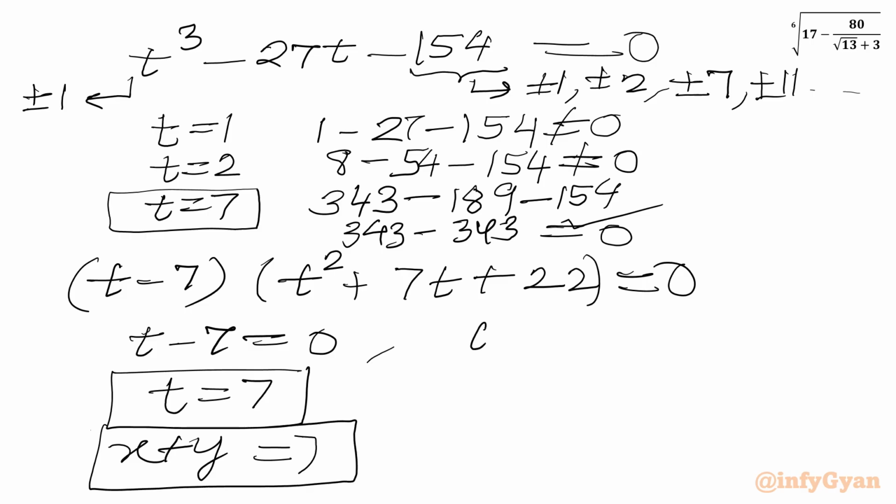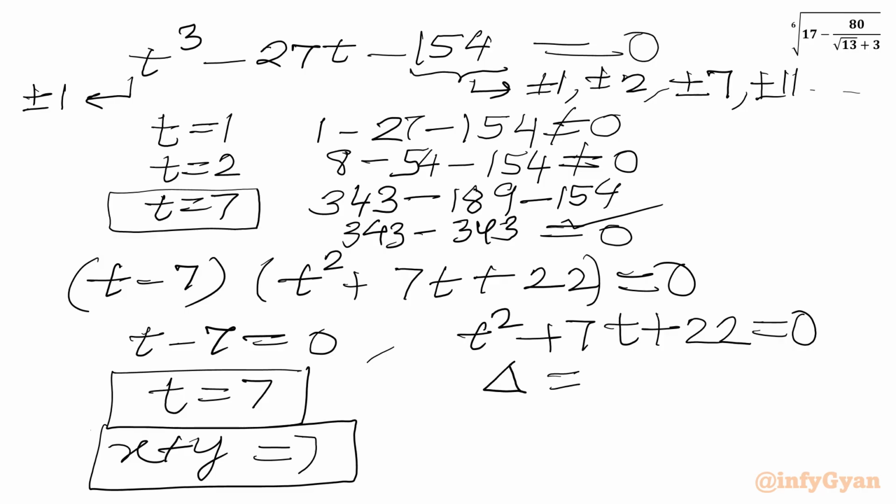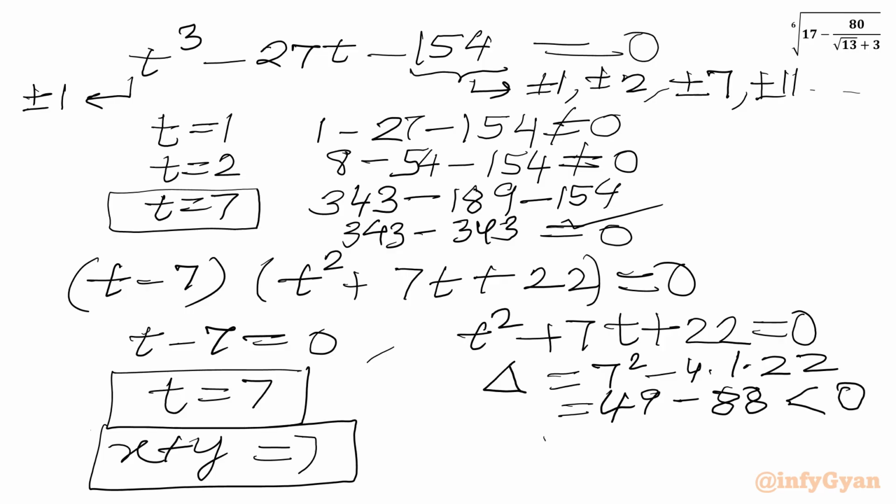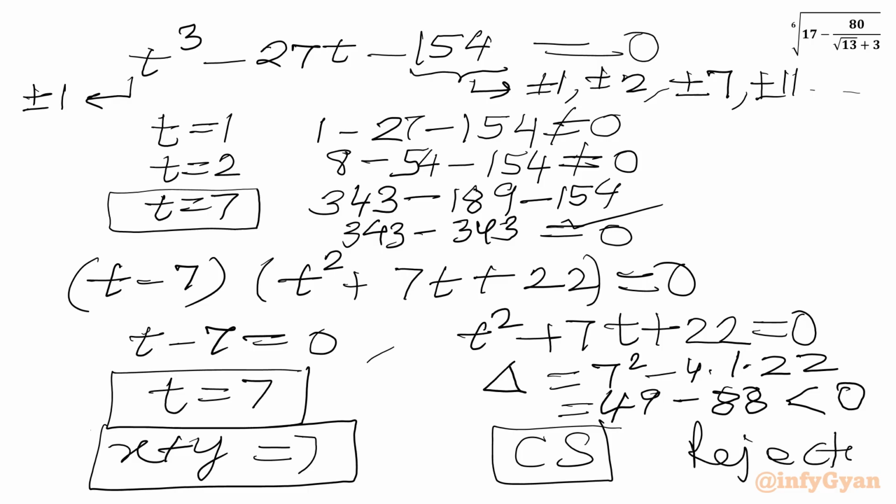Now I will consider this quadratic t square plus 7t plus 22 equal to 0. Let's check the discriminant only. So I will write delta, b square minus 4ac. So 7 square minus 4 times 1 times 22. So it is 49 minus 88. Discriminant is coming out negative. It will generate complex solutions. So we can reject this quadratic equation. So x plus y equal to 7.